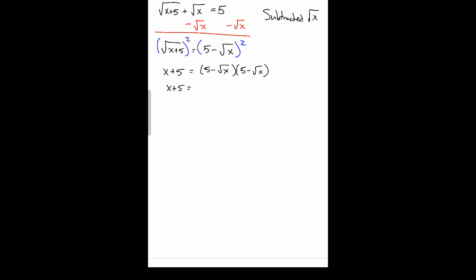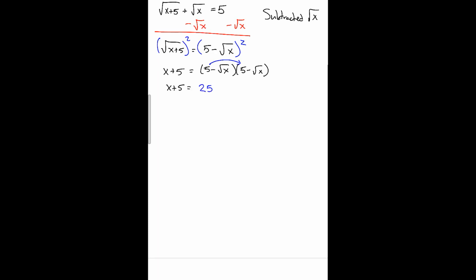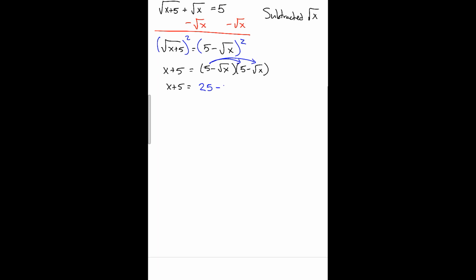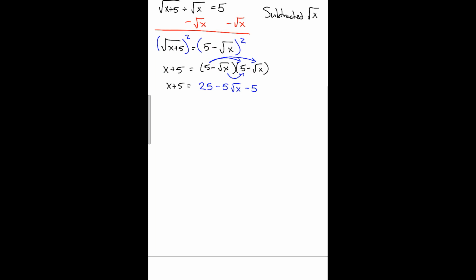Okay, so this would be x plus 5 on the left-hand side. And when you FOIL, follow the arrows. 5 times 5, well, that gets you a 25. 5 times the negative square root of x, well, that gets you a minus 5 square root of x. Negative square root of x times 5 gives minus 5 square root of x. And then a negative square root of x times a negative square root of x.